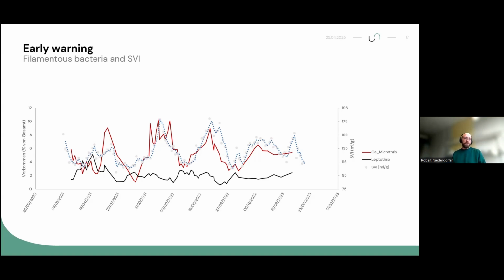And this is quite easy to target. With our monitoring approach, we can tell the operators, look, Microthrix is growing in, use aluminium, which is the common strategy to get rid of this bacterium.